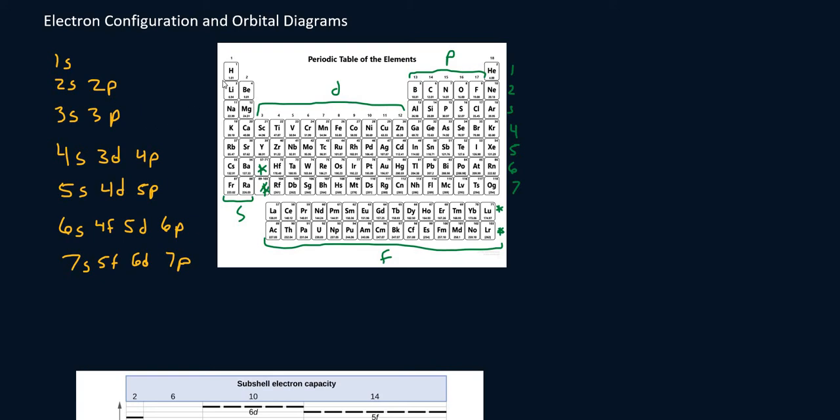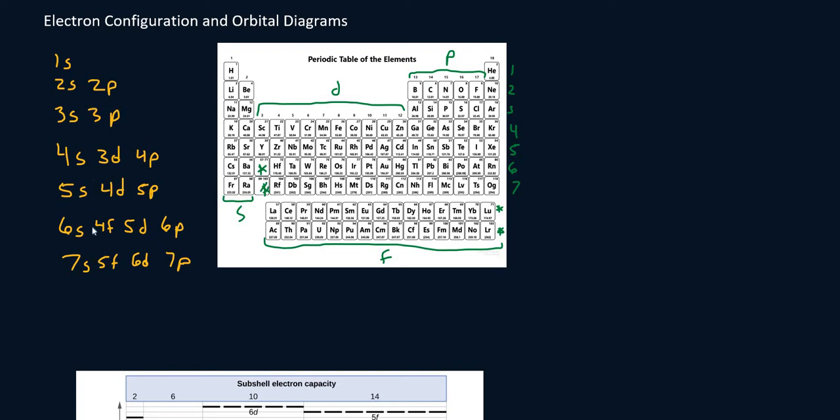And remember that these two columns here, columns 1 and 2, represent the S block. The transition metals here, going from here to here, all the way down, represent the D block. These elements over here, excluding helium, represent the P block. And these elements down here represent the F block. And remember that technically the F block goes right here, in between the S and the D block. So just some helpful hints.